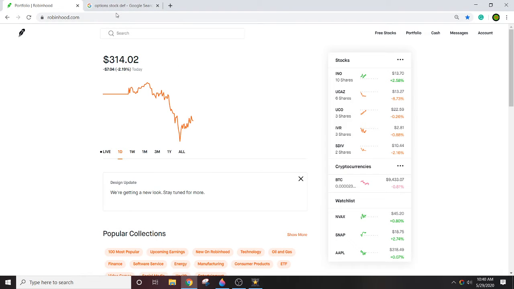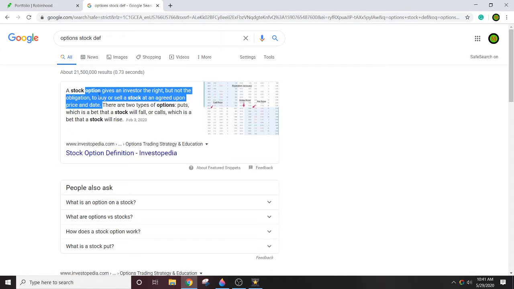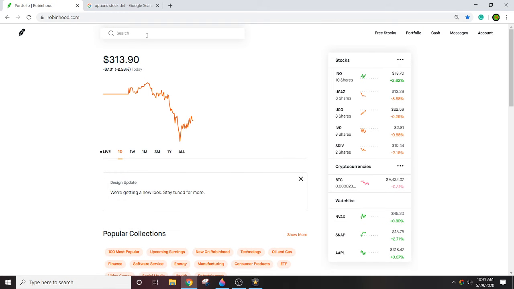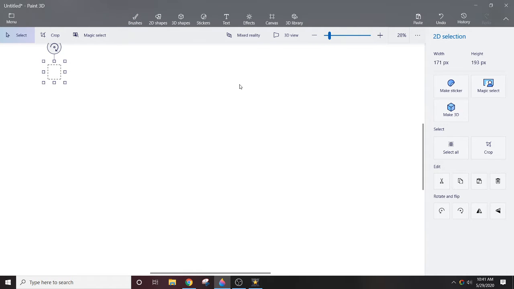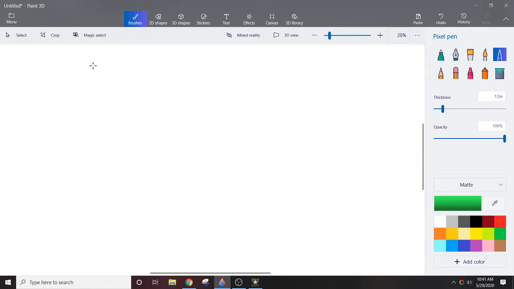So according to Google, an option gives the investor the right, but not the obligation, to buy or sell a stock at an agreed upon price and date. So essentially, there are two types of options. You have a call and a put.